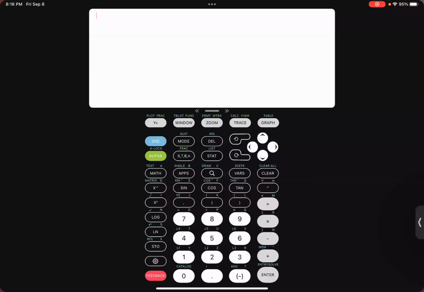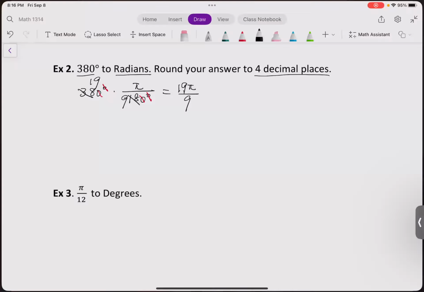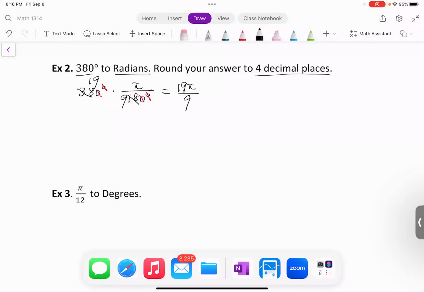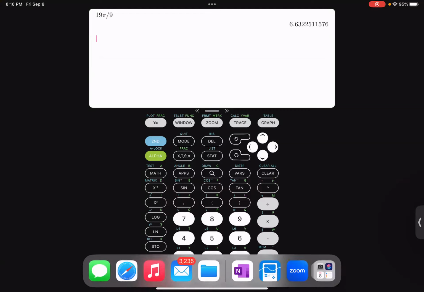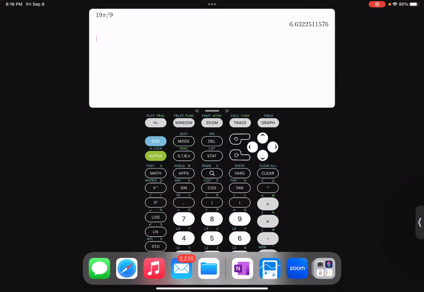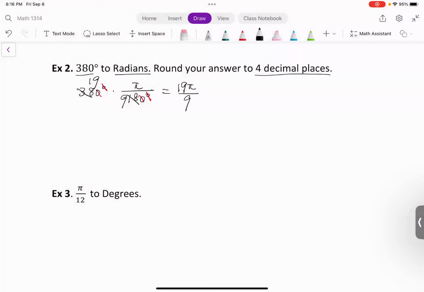I forgot what I should do the computation. So 19 pi over 9. Let's click 19 and then click second, click caret sign. This is 19 pi divided by 9. Hit enter. So this is the solution. This is the angle in the radian measure.